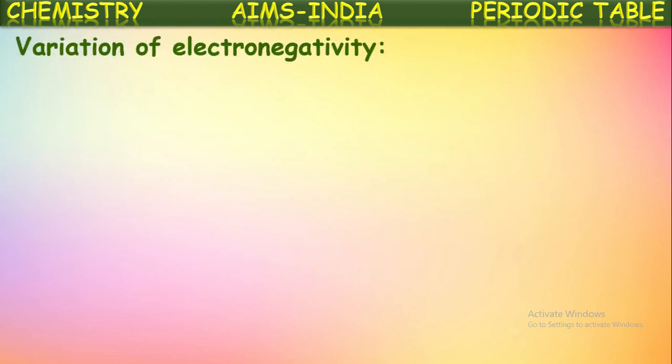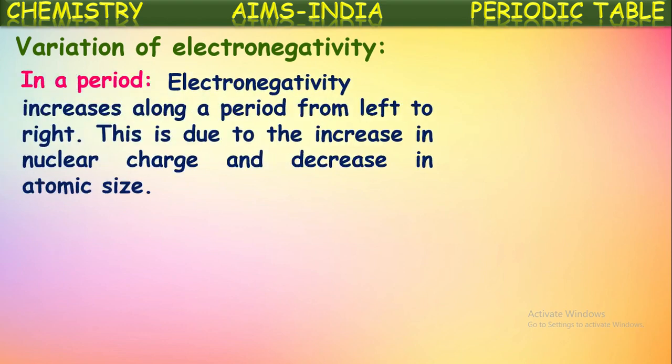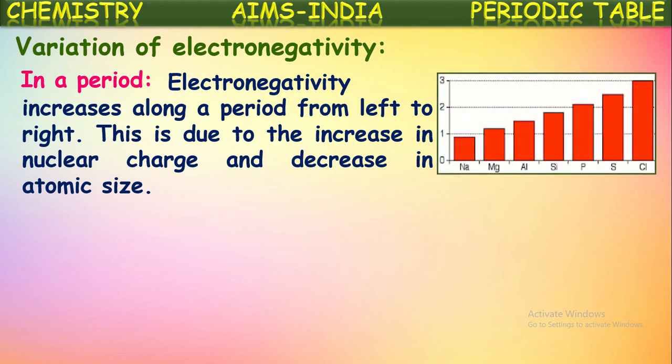So let us see how this electronegativity varies in groups and periods. First, let us see in a period. Electronegativity increases along a period from left to right. This is due to the increase in the nuclear charge and decrease in the atomic size. Okay, as atomic size decreases, the tendency of attracting a pair of electrons increases, hence electronegativity increases.